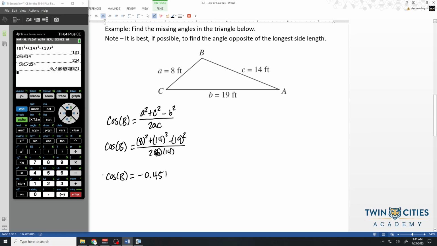But B is stuck inside of this cosine function. So to get it out, we're going to do the cosine inverse. But I have to do that to both sides. What's going to happen is the cosine inverse and the cosine undo each other, leaving just B. So B is going to be equal to, we go cosine inverse of that is 116.8. So B is equal to 116.8 degrees.